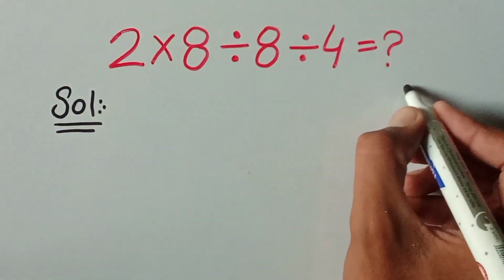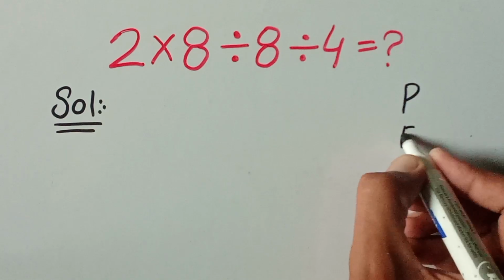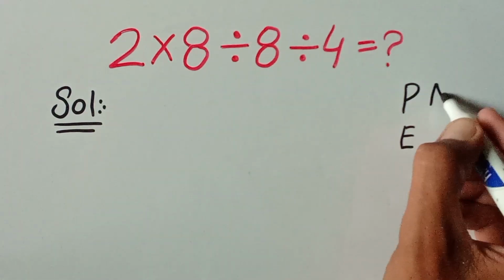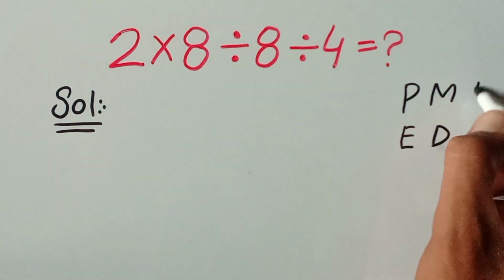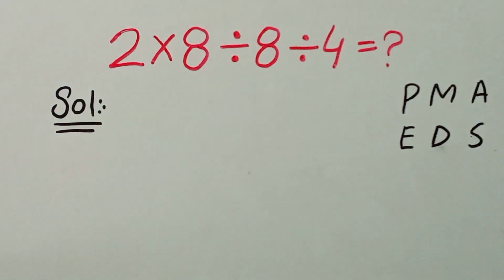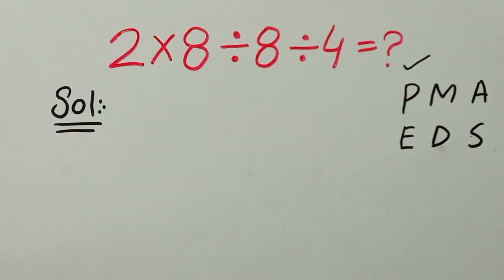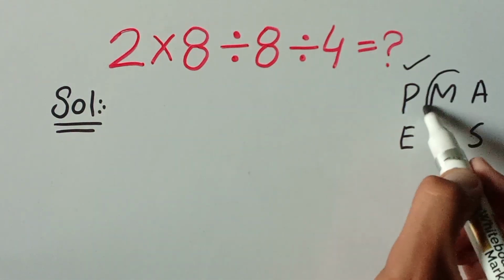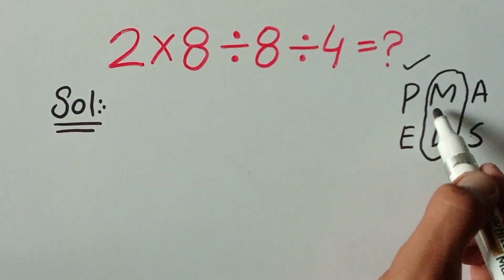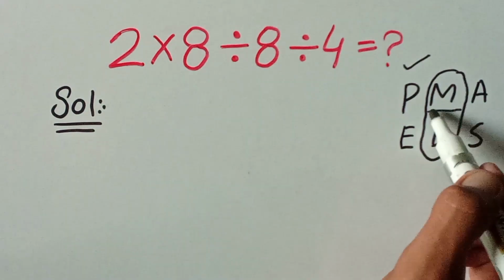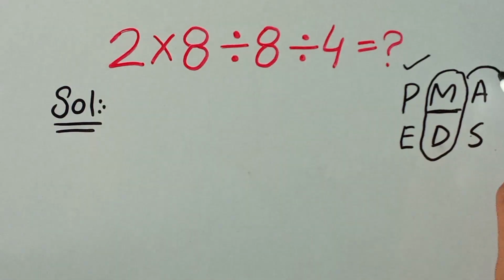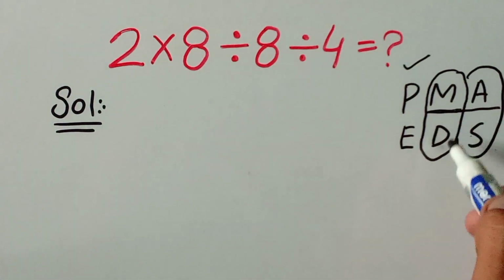guys, according to PEMDAS, where P stands for parentheses, E stands for exponent, M and D stand for multiplication and division, A and S stand for addition and subtraction. Guys, remember that parentheses have higher priority than other operations. Also remember that multiplication and division have equal priority, and we have to go from left to right. Similarly, addition and subtraction have equal priority, and we have to go from left to right. But remember that multiplication and division have higher priority than addition and subtraction.